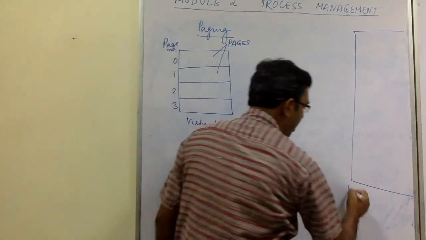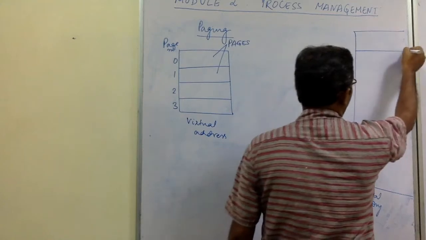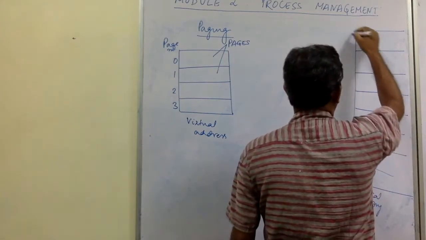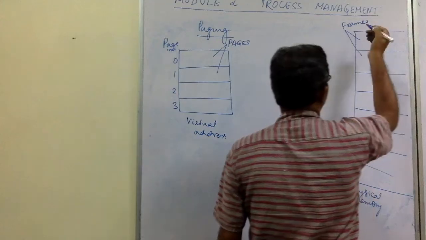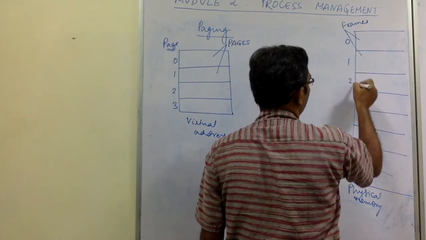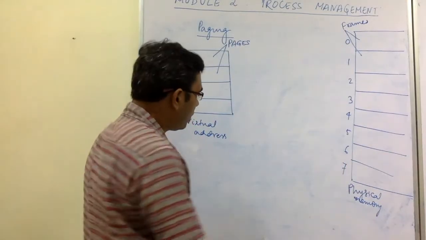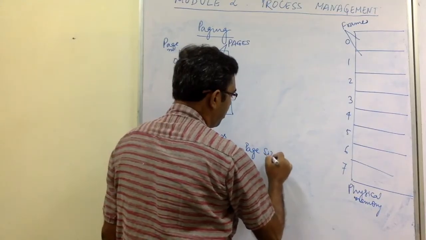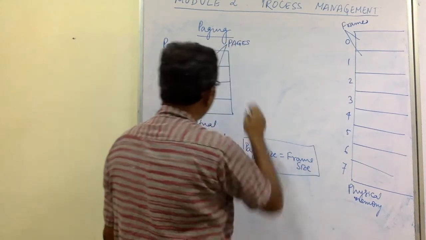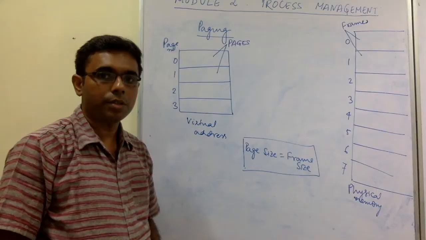On the other side, the physical memory, we can also assume has been split up into blocks of addresses, and these blocks of addresses will be called frames. So similarly, frames will also have their index associated. This is frame number 0, frame number 1, 2, 3, 4, 5, 6, 7, something of this sort. And we put a constraint that page size is equal to frame size. That means every page can exactly fit into one frame. So this is the constraint we put.